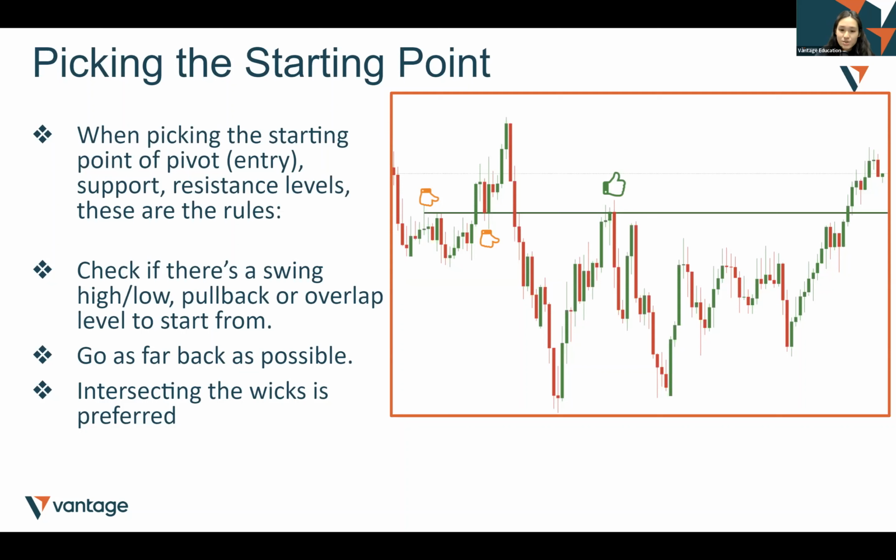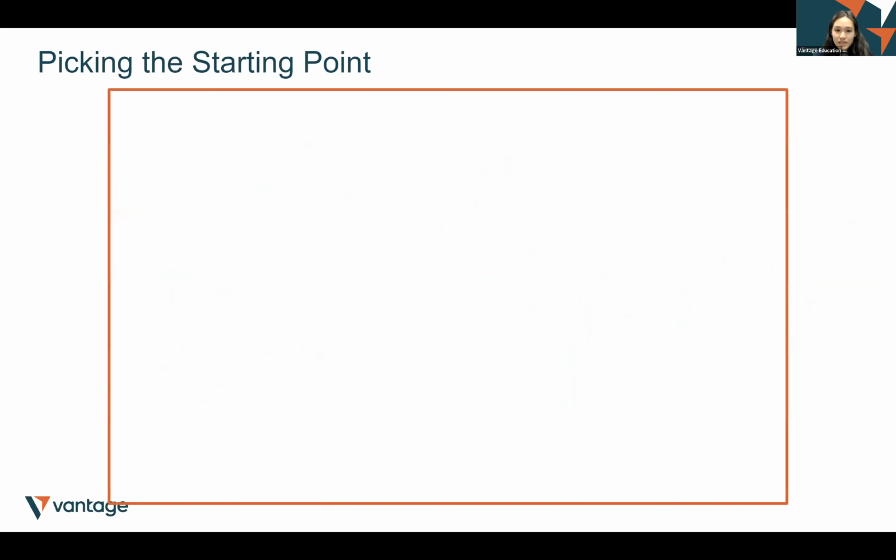Firstly, we want to check if there is a swing high or a swing low, or pullback or overlap level to start from. You want to go back as far as possible, as we mentioned earlier, and intersecting the wicks is preferred. If you take a look at the image I've included over here, the orange thumbs represent an okay intersection, but not preferred. But it's also not exactly wrong. So preferably, we want to look for intersections only of the wicks, as you can see from the green thumb that we've added. So we'll see more examples in the coming slides as well.